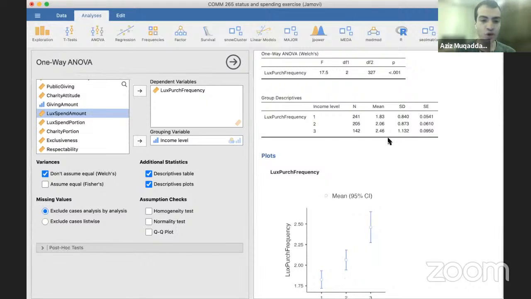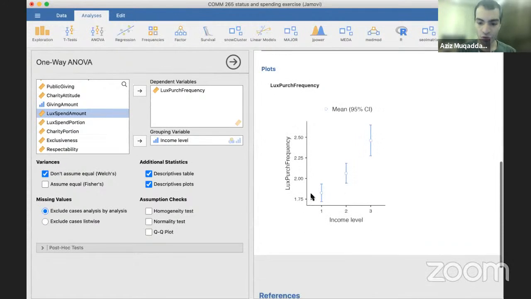And here it's showing you the descriptive table. It's showing you the actual mean scores. The income level, so this is from lower to high. So income level 1 is low income and 3 is the highest income. And so the mean score, so this was a scale out of 7, for group 1 was 1.83. For group 2 is 2.06. And for group 3 is like 2.46, okay?